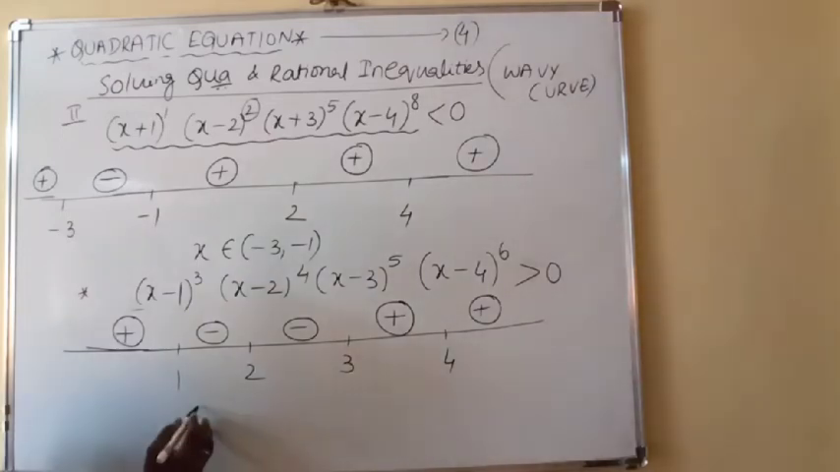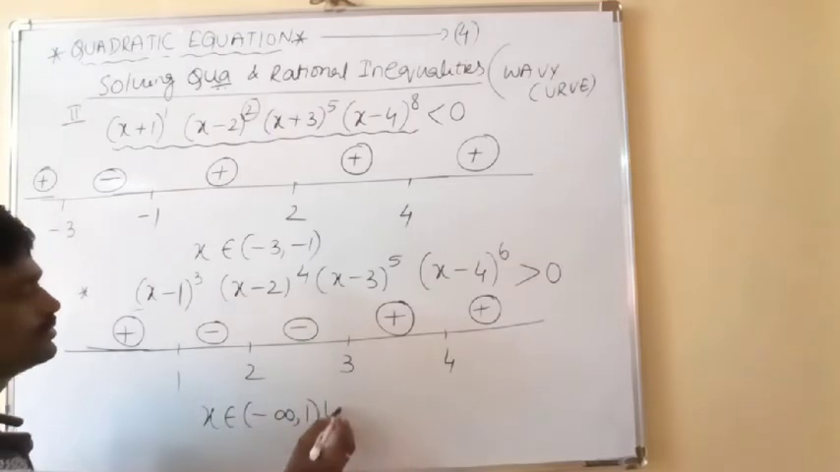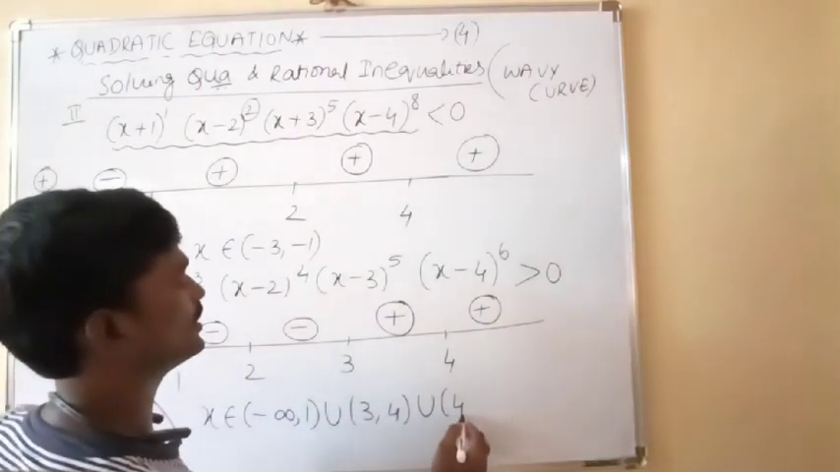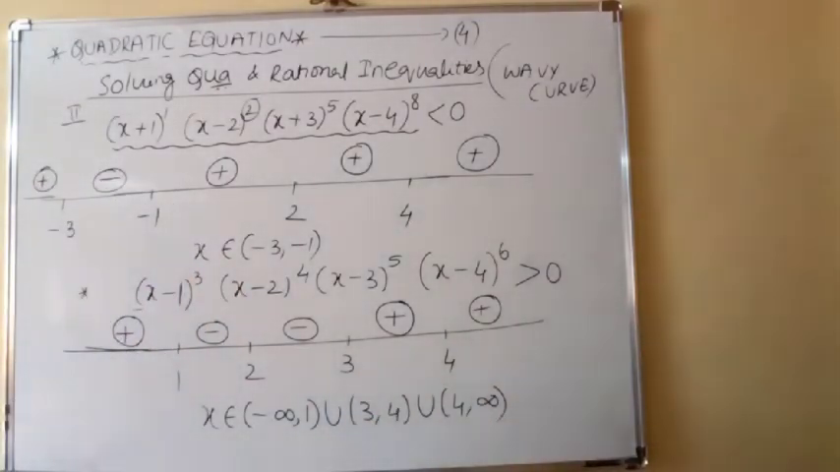0. So where is it positive? Between minus infinity comma 1, next between 3 comma 4, next between 4 comma infinity. So this is the answer.